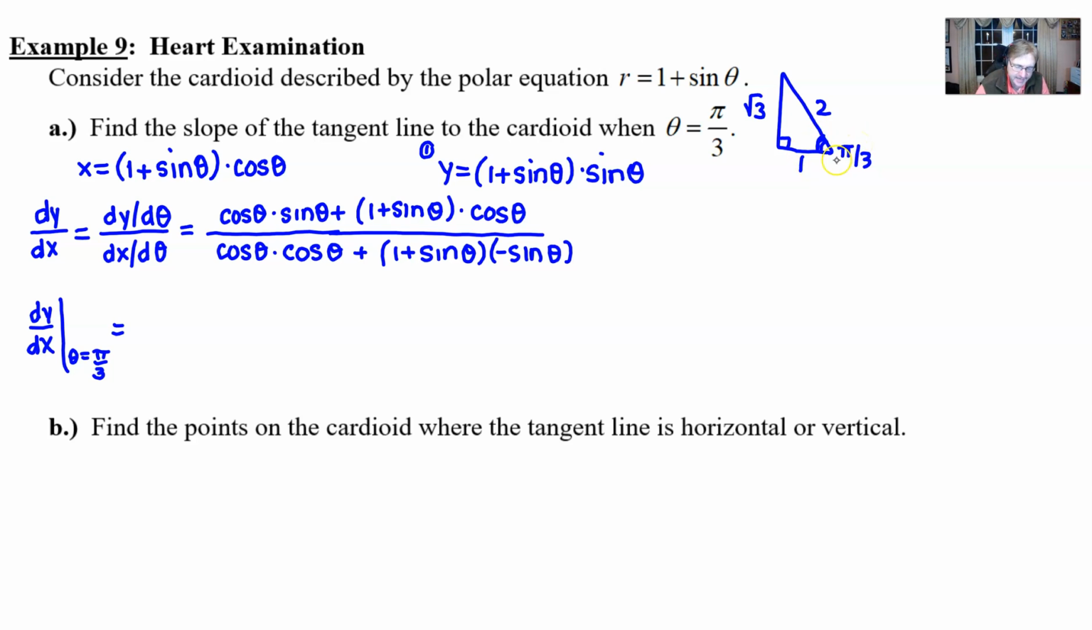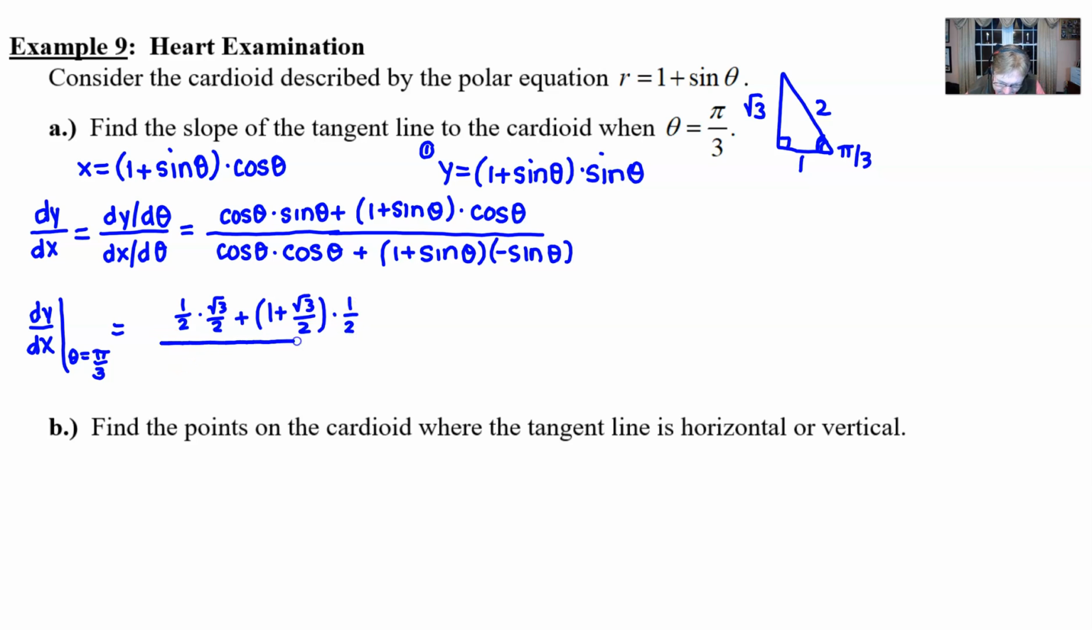So the cosine of that angle would be 1/2. So I lead off with a 1/2, and then I multiply that by the sine of that angle, which is square root 3 over 2. And then to that, I will add 1 plus the square root of 3 over 2, and that would be multiplied by the cosine of that angle, which is 1/2.